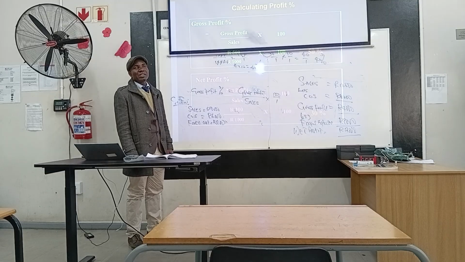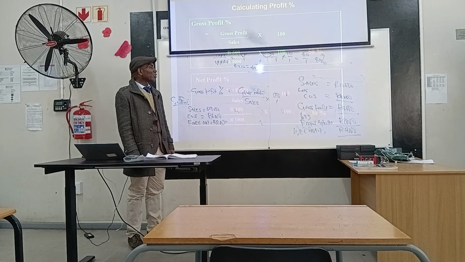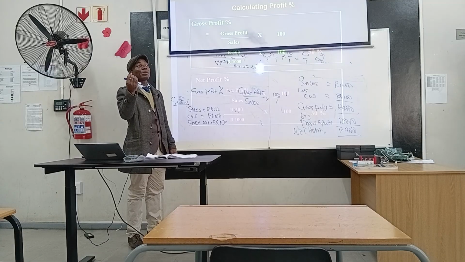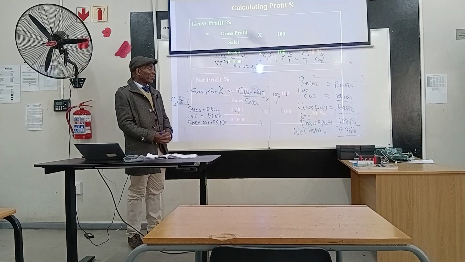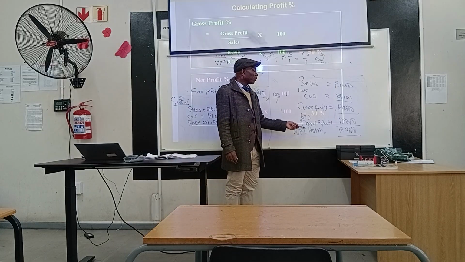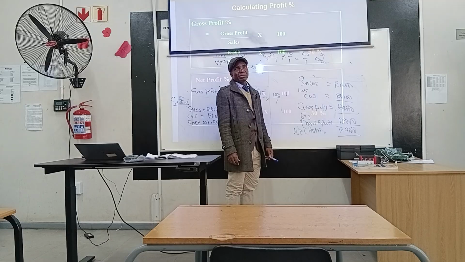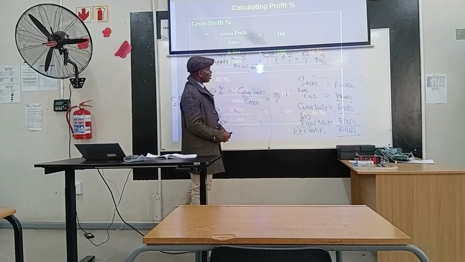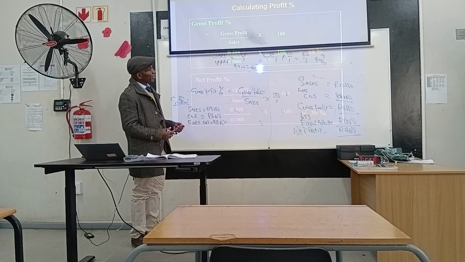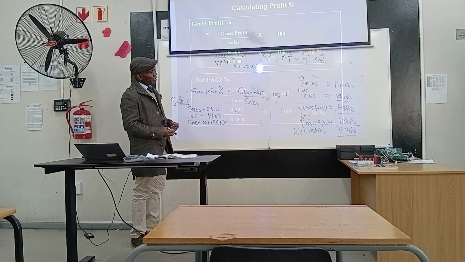You see, the net profit percentage is going to be less than the gross profit because a certain amount of money has been removed. So if you calculate this one to be 40%, your net profit cannot be more than that. You say you got 20%, right? So that is how to calculate it.